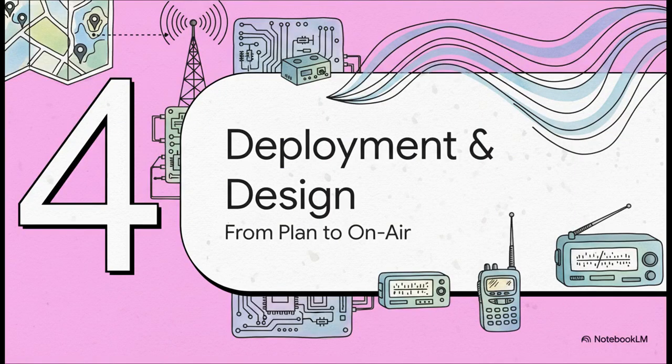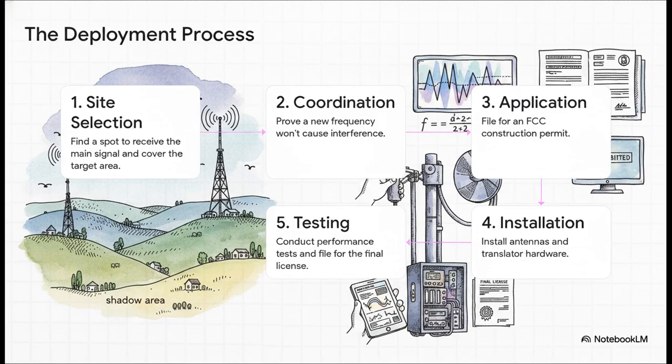So given all those challenges, how does a translator actually get built? Let's take a look at the process of going from just a plan on a map to a real signal in the air. It is definitely a multi-step process. First, you have to find the perfect site, one that can clearly receive the main station signal and be able to broadcast into the target shadow area. Then comes that critical frequency coordination to prove you won't cause any problems. After that, it's filing with the FCC, installing the antennas and all the hardware, and then finally conducting a ton of tests to get the final license to operate.